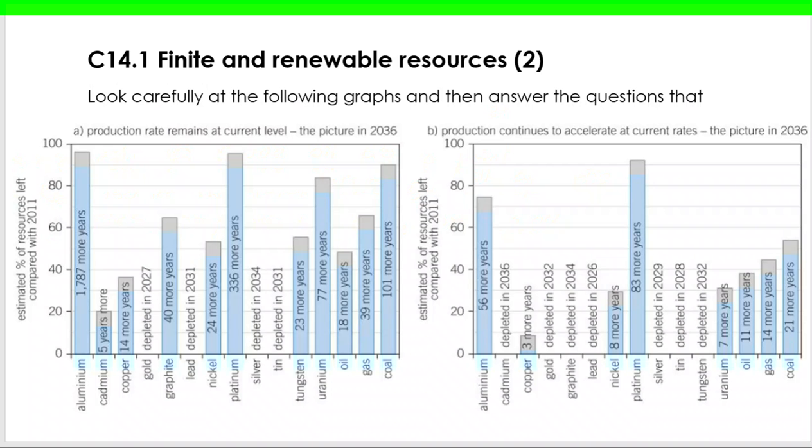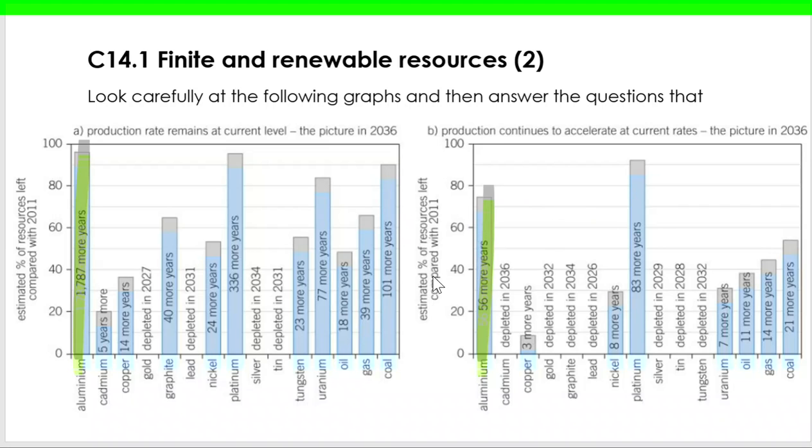Now, these graphs really lay bare the situation that we're in terms of some common resources. Take the time to take a look at one or two of them. Bear in mind, this is the picture in 2036. In A, if we carry on at the same level, and B, if we accelerate at the current level. And we're going to pick out one or two of them. So aluminium, if it carries on at the same rate as the current level, we've got enough aluminium to last 1,787 years. However, it's accelerating.